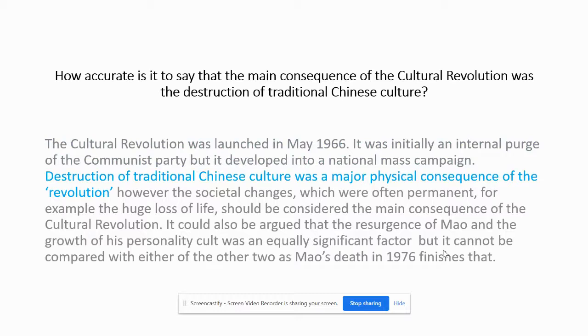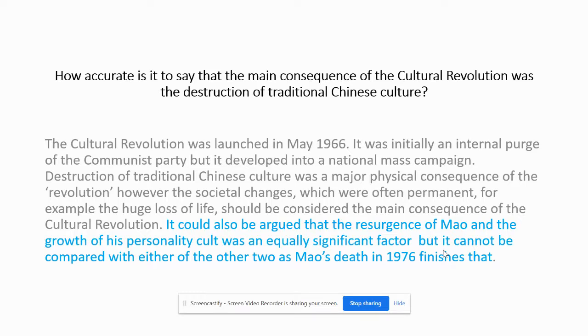The destruction of traditional Chinese culture was a major physical consequence of the revolution. So they're saying, yes, it was, and they're highlighting that's a physical consequence. However, next factor, the societal changes, which were often permanent, for example, the huge loss of life, should be considered the main consequence of the Cultural Revolution. So again, like the Route B essay, they're introducing their second factor here and their answer at the same time. So they're saying that this second factor is the societal changes, the changes for people's lives, and that this is the biggest factor. And then because it's a factor question and they thought they'd have time, they also introduce or outline a third factor too.